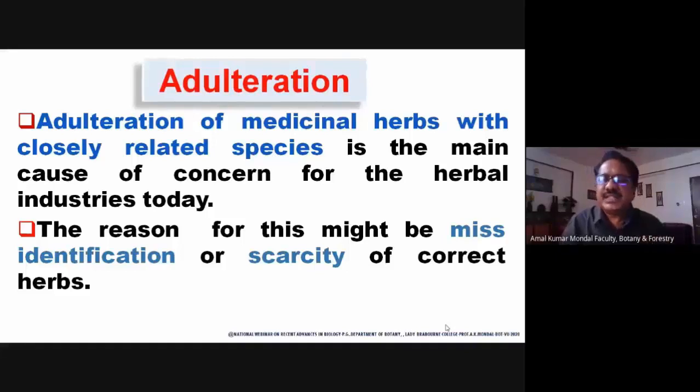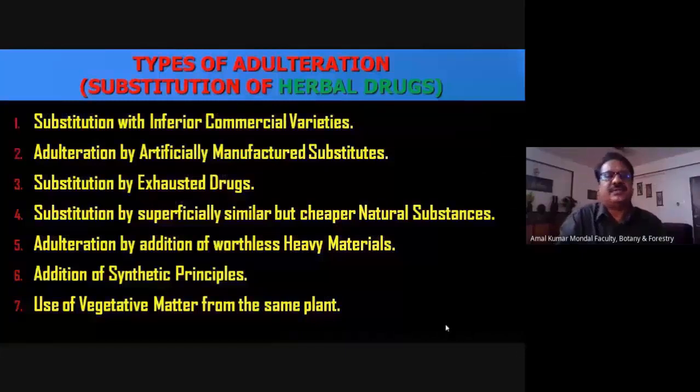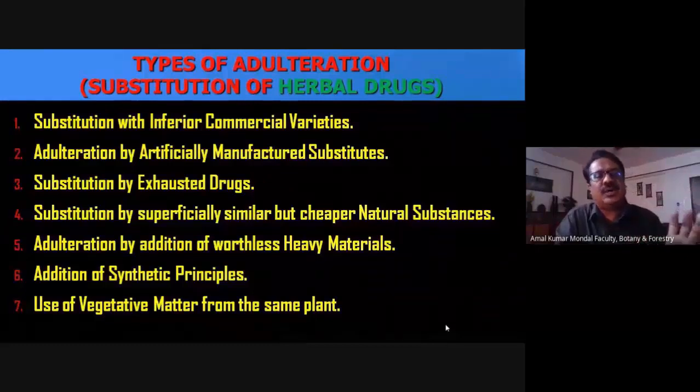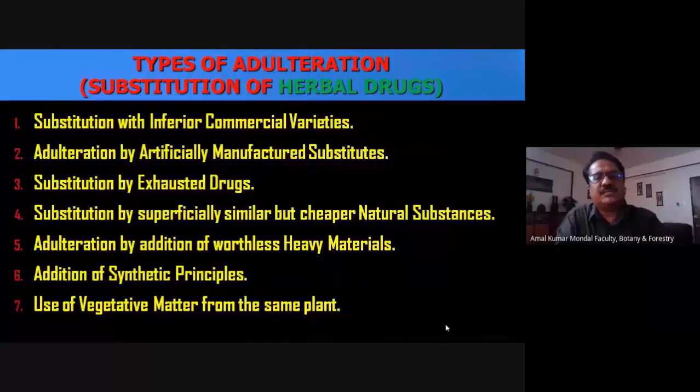The reason for this might be misidentification or scarcity of correct herbs. The types of adulteration. First of all, substitution with inferior commercial varieties. Number two, adulteration by artificially manufactured substitutes. Number three, substitution by exhausted drugs. Number four, substitution by superficially similar but cheaper natural substances.